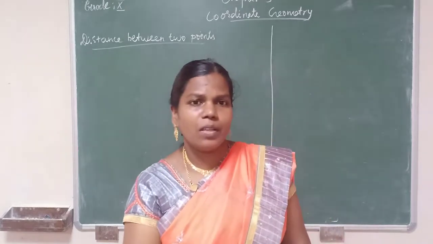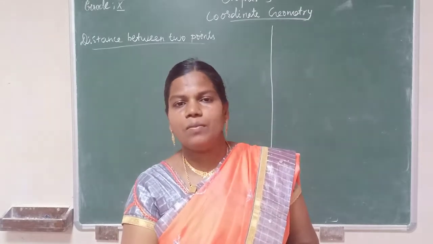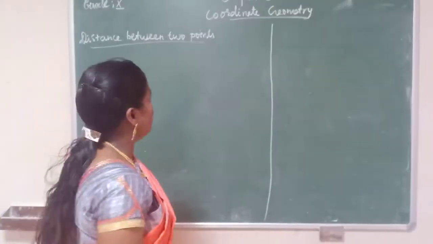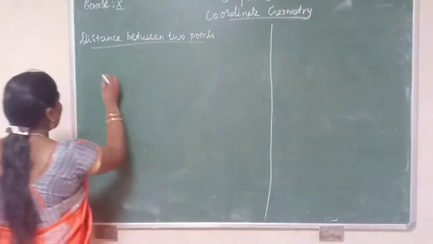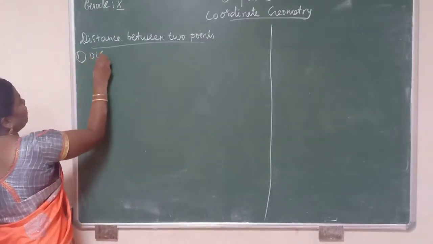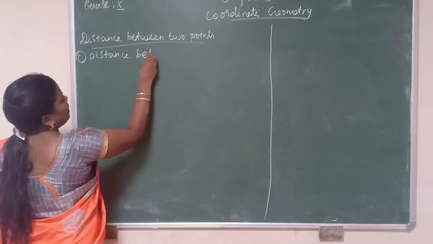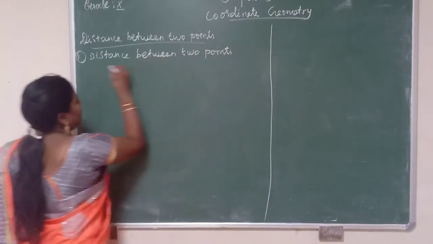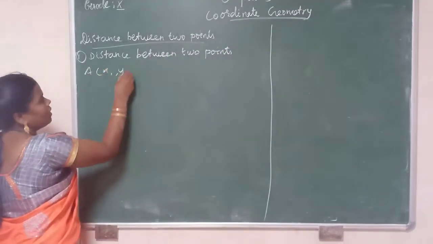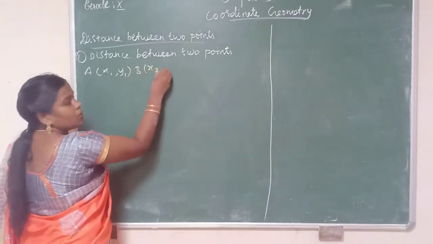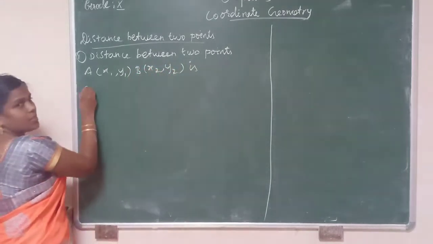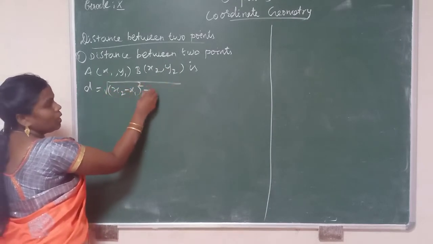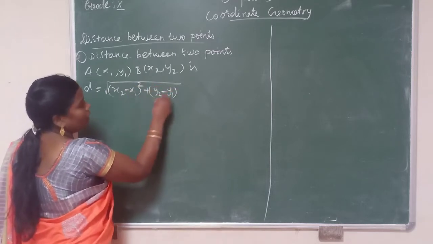In this coordinate geometry, first we are going to study the important formulas. The first one is distance between 2 points. The distance between 2 points A of x1, y1 and B of x2, y2 is D is equal to square root of x2 minus x1 the whole square plus y2 minus y1 the whole square.